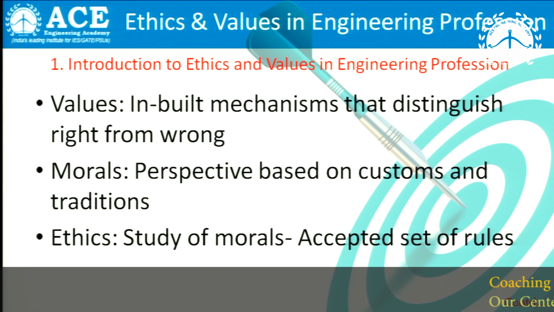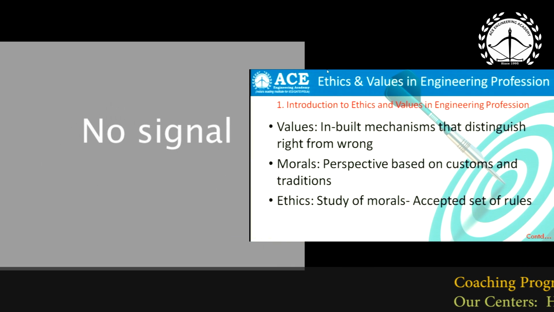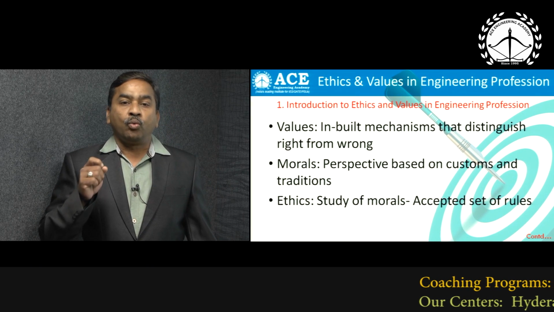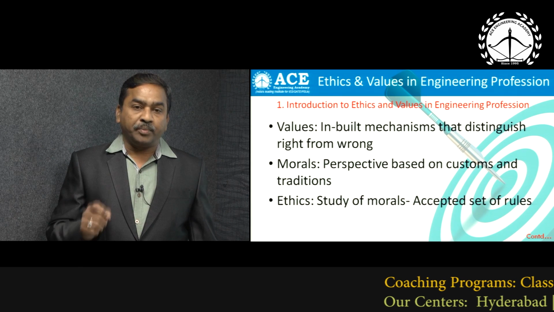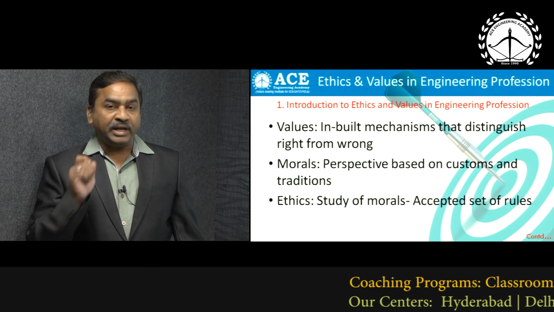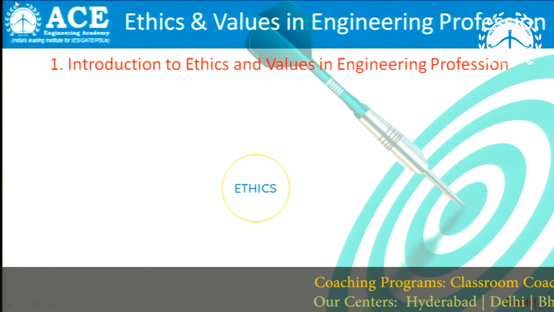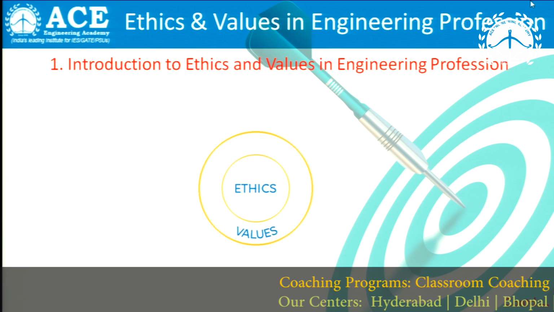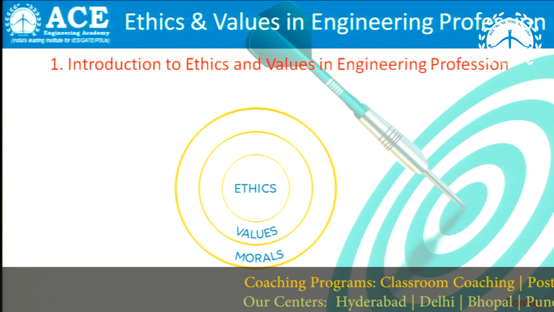The third one, the more restrictive one, is ethics. Ethics is a set of codes which a set of people or a group of people would like to follow. Ethics are more restrictive and more imposing than morals or values. Diagrammatically, we will see how they are applied to each of us: ethics innermost, followed by values, followed by morals.